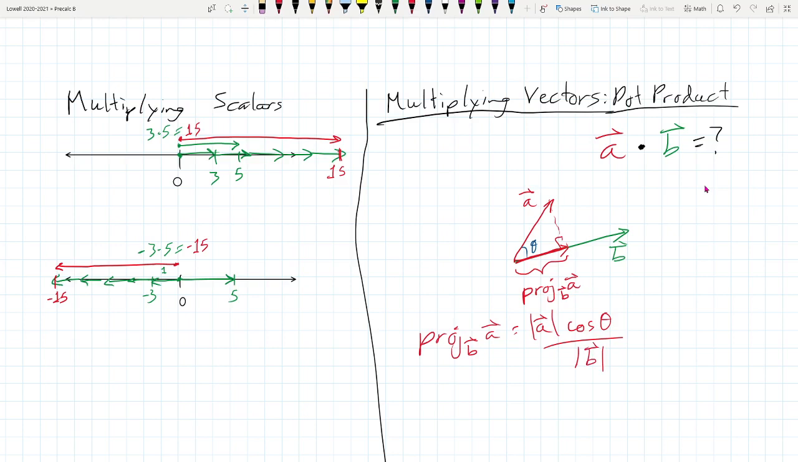Actually, I'm going to write it a little bit differently. Times 1 over the magnitude of B times the vector B itself, right? Again, remember, let's take a second here. This represents the unit vector pointing in B's direction, and this is the length of the shadow, or length of the projection. Okay.